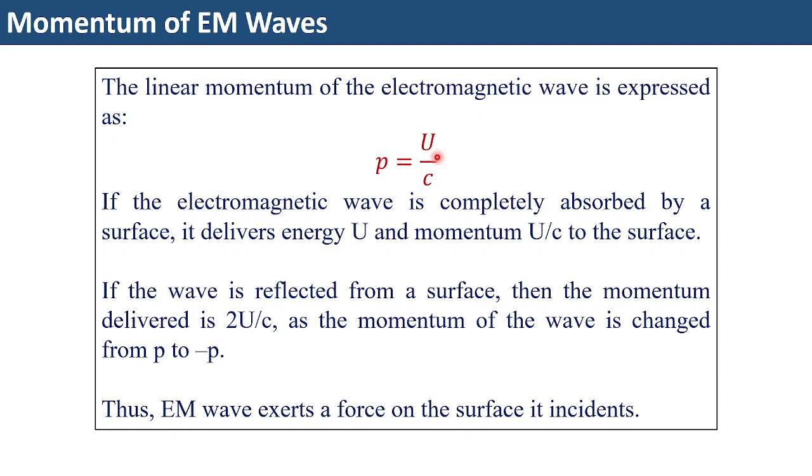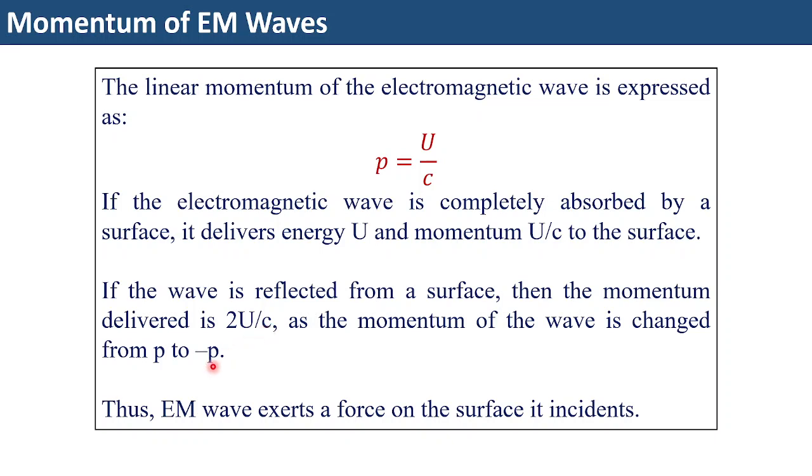But if the wave is reflected, then there is a change of momentum which is twice U by C, which is imparted onto the surface. Because it reflects means what? The momentum changes from P to minus P. So total change of momentum happens to be P minus of minus P, that is equal to twice P. So that becomes equal to twice U upon C.